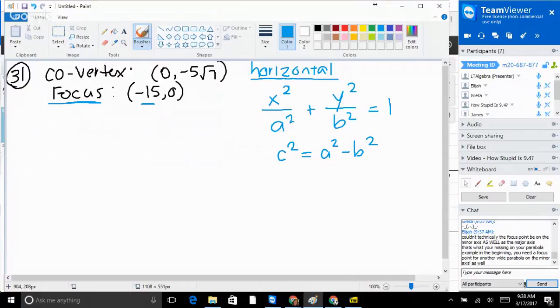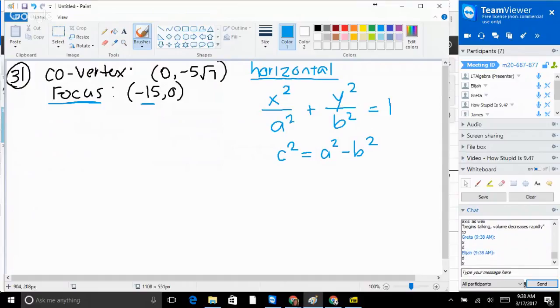Well, I just said you couldn't calculate the focus point as well as the matrix. That's what you're missing on your parabola example. I'm reading. Sorry. Apparently, I don't read all my words out loud, huh? Okay. Got it. I agree.